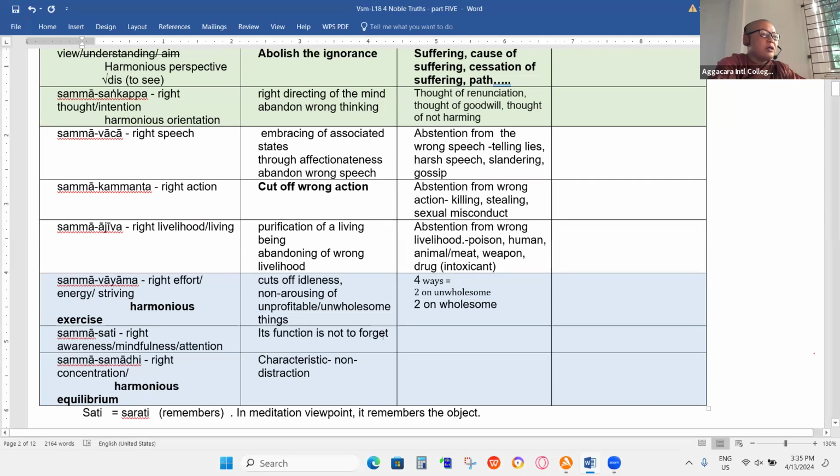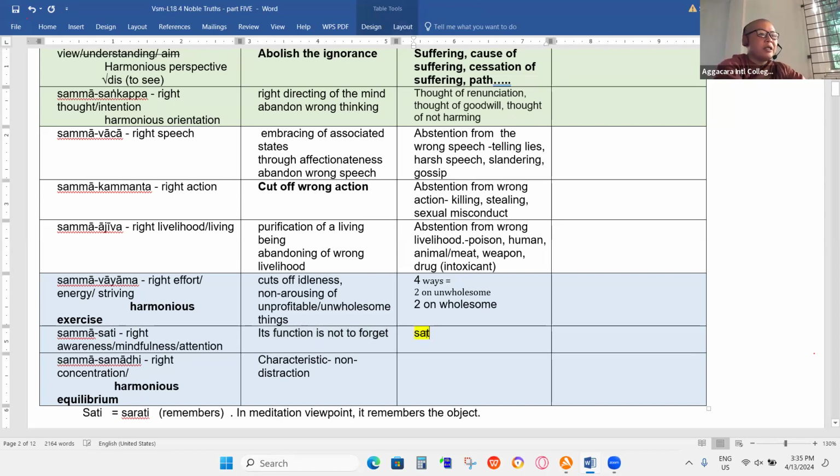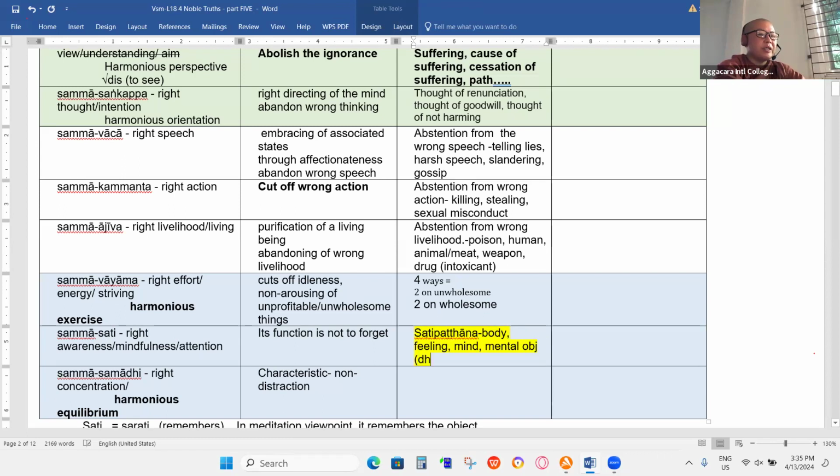So of course, sati means right awareness, mindfulness, attention. Its function is not to forget. So we are talking about satipatthana on the body, feeling, mind, and then the mental object. That is what we call the Dhamma. The small d means phenomena. The big D means the Buddha's teaching. All right, so we have the Dhamma, big D or small d.